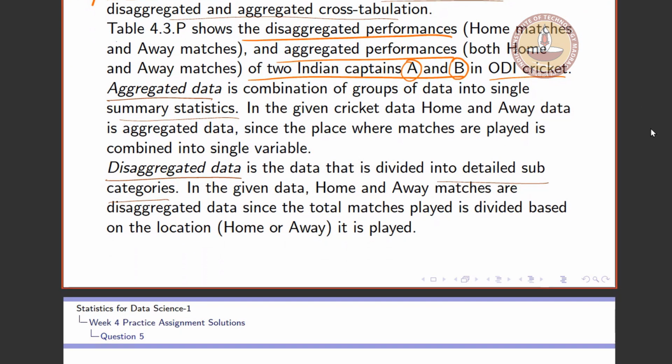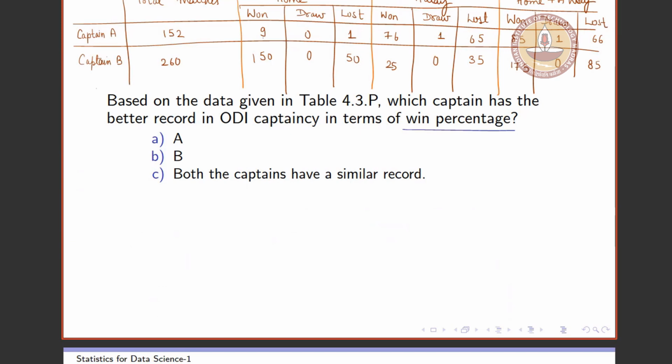Now we'll see what is the first question based on that. So the first question is, based on the data given in the table, which captain has the better record in ODI captaincy in terms of win percentage? So we have to find which captain has a better record in terms of winning percentage. So total number of matches played by Captain A is 152 and total number of matches played by Captain B is 260. And total number of matches won by Captain A is 85 and total number of matches won by Captain B is 175.